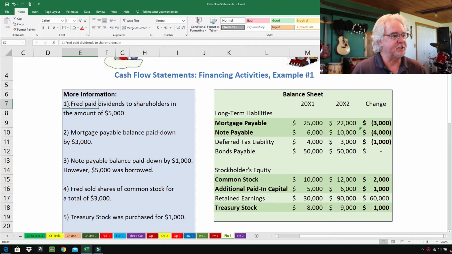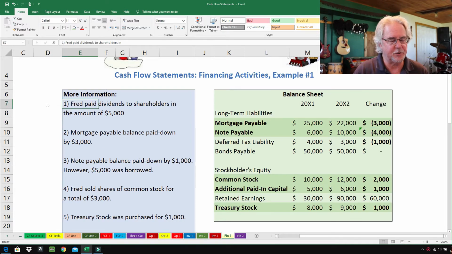So here's some information. Fred here paid dividends to shareholders in the amount of $5,000. Let's see here. Here we go. So with number 2 here, mortgage payable balance paid down by $3,000. Well, that explains the drop of $3,000. And while we're at it, let's go back up to number 1.